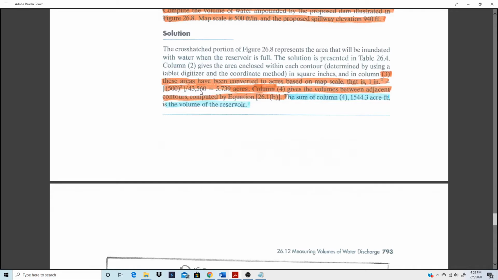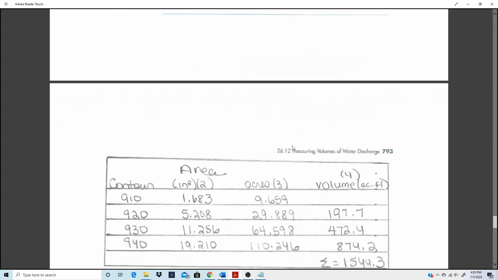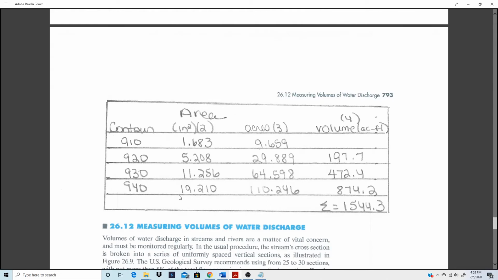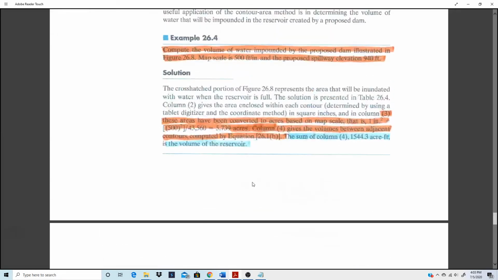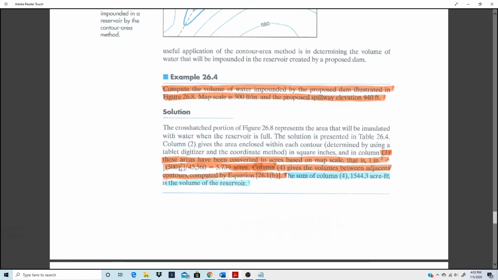And then there's 43,560 square feet in an acre. And then we're going to do our acre foot. I wrote this down because this was missing the chart in mine. So what you would be given is the area. What they did is they used the planimeter on the paper, and they got 1.68 inches squared. Now to get it to acres, the scale was 1 inch equals 500 feet.